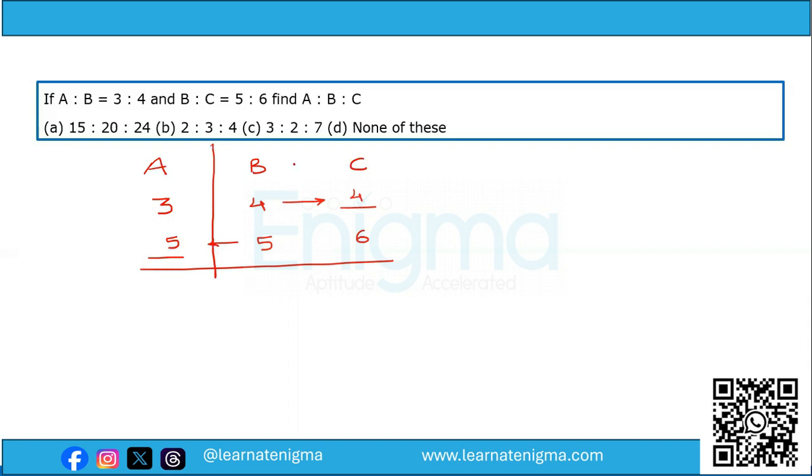Now multiply these numbers vertically. So we have here 3 5s are 15, 4 5s are 20 and 4 6s are 24. And hence that is your answer: 15 is to 20 is to 24. Option A.